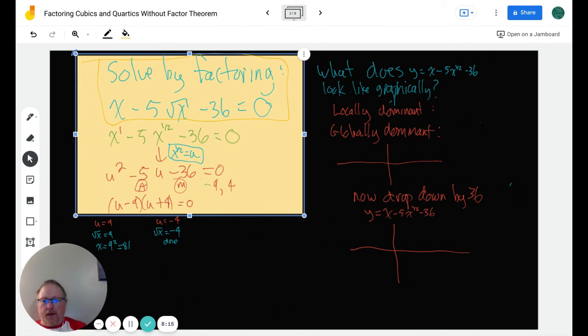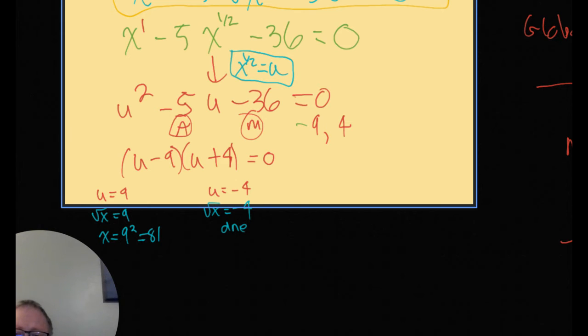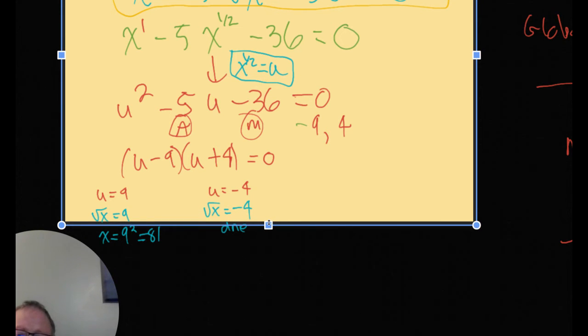And now I can solve that. So set each factor equal to 0. Okay, so u equals 9, u equals -4. But it's not u I want to solve for, it's x, and u is worth root x. So root x equals 9 or root x equals -4.